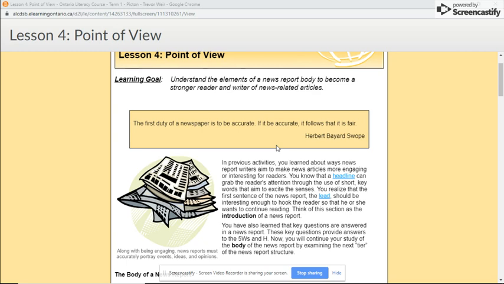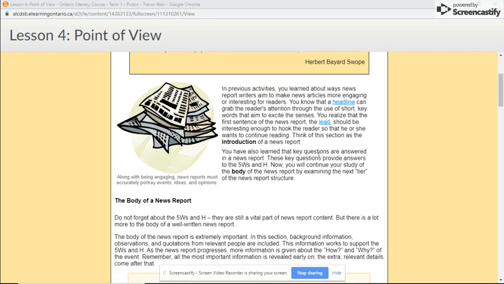And I want you, after this lesson, to understand that a lot of news reporters need to be accountable for their information. Their information has to be accurate. And this quote here by Herbert Bernard Swope says, "The first duty of newspapers is to be accurate. If it be accurate, it follows it to be fair." So we're going to talk about how to create a fair and accurate news report.